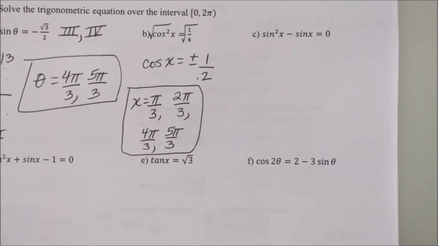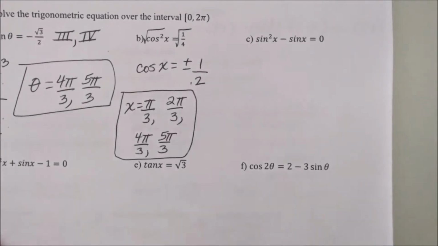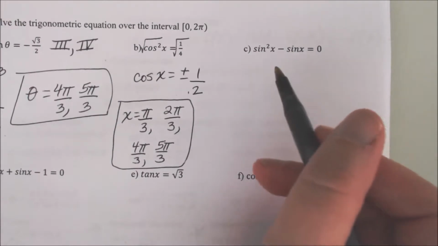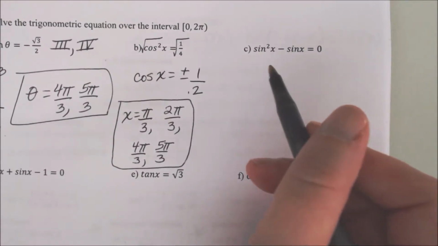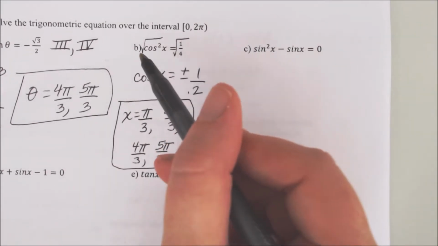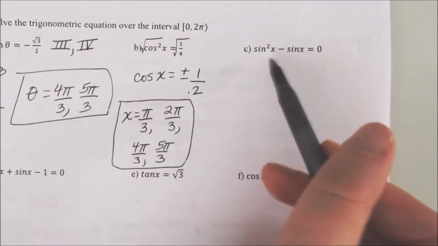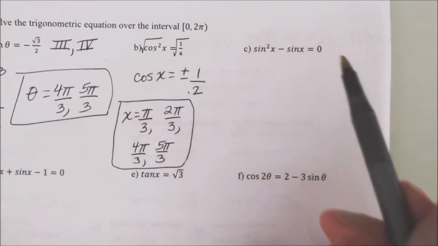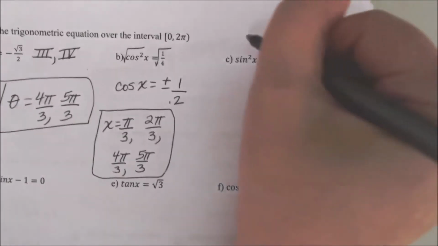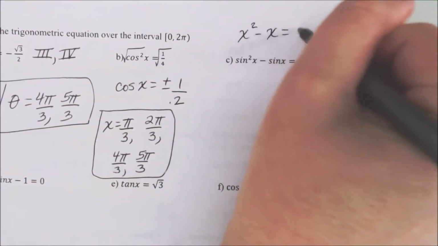We've got sine squared x minus sine x equals 0. We have more than one sine term, so to solve this we're going to have to use factoring. Okay, remember zero product property and factoring. Anytime you have something that's squared where you can't just take a square root, like something squared equals a number, but we have more than one sine term, this is something we have to factor. So think about it just like you'd factor if you had x squared minus x equals 0.